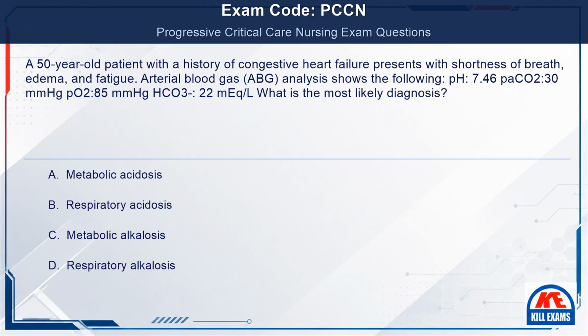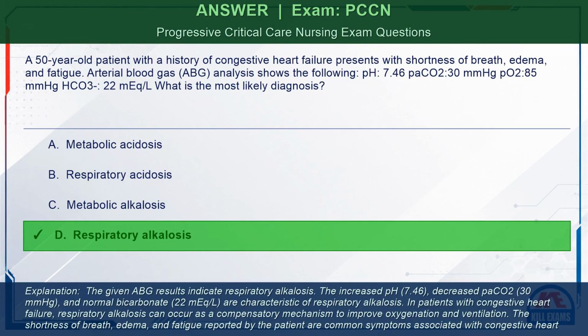Question 6. A 50-year-old patient with a history of congestive heart failure presents with shortness of breath, edema, and fatigue. Arterial blood gas, ABG, analysis shows the following: pH 7.46, PaCO2 30 mmHg, PO2 85 mmHg, HCO3 22 milliequivalents/L. What is the most likely diagnosis? Option A. Metabolic acidosis. Option B. Respiratory acidosis. Option C. Metabolic alkalosis. Option D. Respiratory alkalosis. The correct answer is option D.